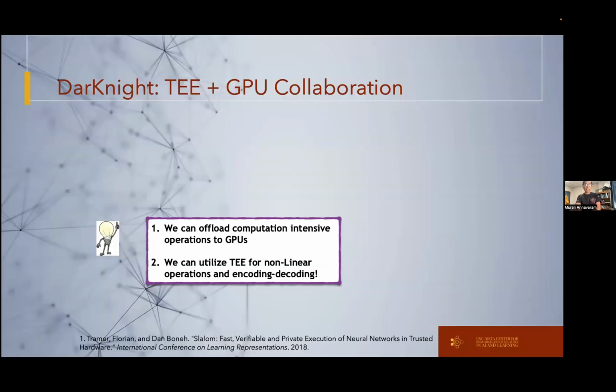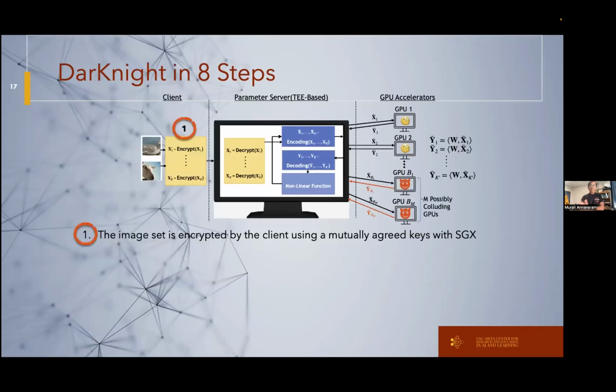And so what is the motivation for Dark Knight? The key motivation for Dark Knight is the following: we can offload computationally intensive operations to the GPUs, and we utilize the TEEs for performing a simple amount of encoding and decoding of the data and performing any kind of nonlinear operations. So that's the key observation for Dark Knight. I'll talk a little bit more about the details as we go forward in terms of what that means. So Dark Knight basically has 8 steps that I'm going to go through.